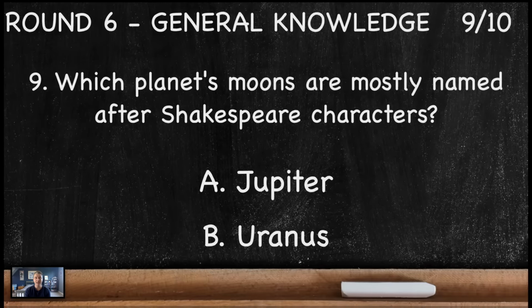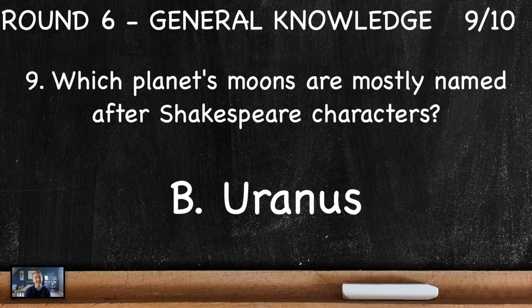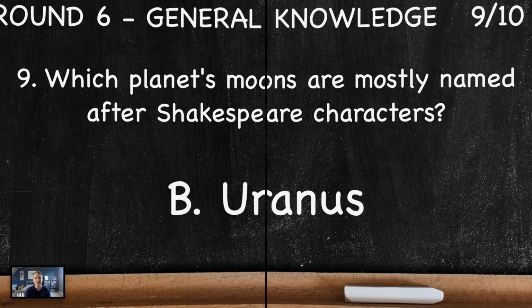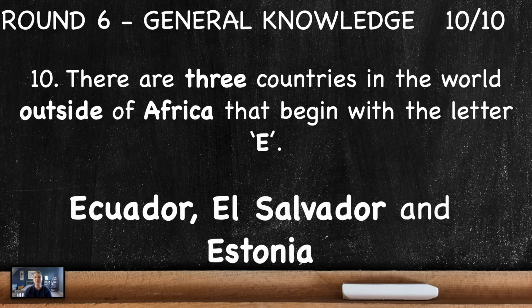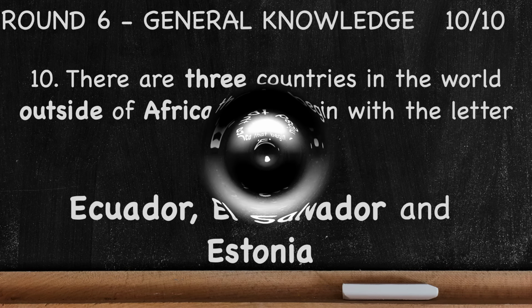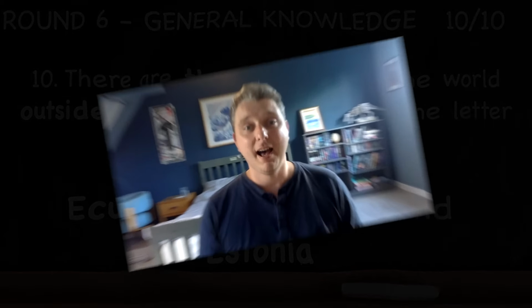And number 8, the term used to describe food that is fit or proper in Jewish dietary laws is kosher. And number 9, the moons of which planet are named after Shakespeare characters is Uranus, or mainly after Shakespeare characters. And the last one, number 10, three countries outside of Africa begin with the letter E. So if you said any two from Ecuador, El Salvador and Estonia, you have the point.